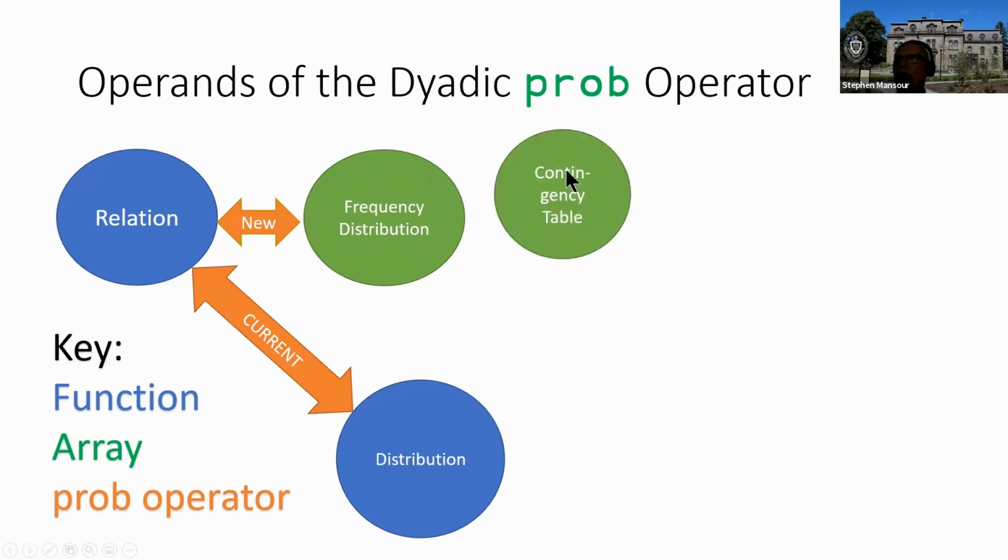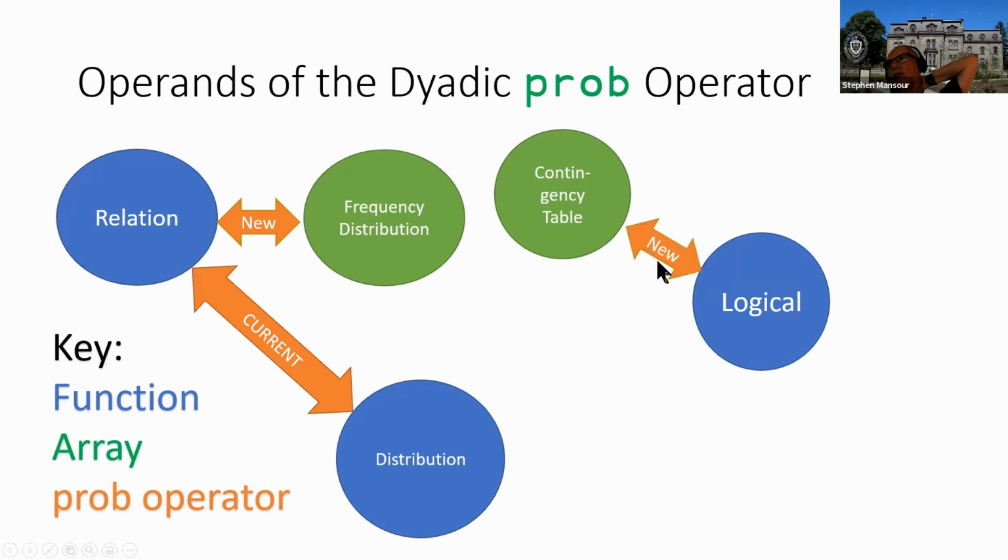Another way is we can take a contingency table, which is kind of like a frequency distribution, but with two different variables. And so we can take a contingency table and pair it with a logical function. So we're still going to use the probability operator, but we're going to pair a contingency table with a logical function and calculate a probability that way. And I'll show some examples of that.